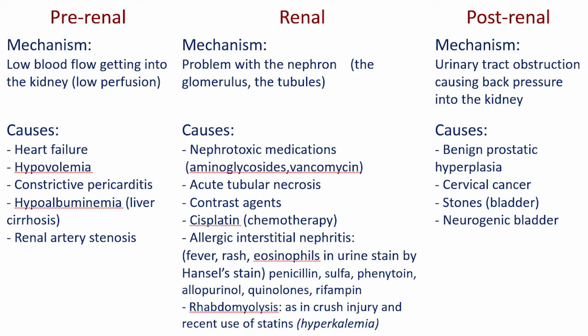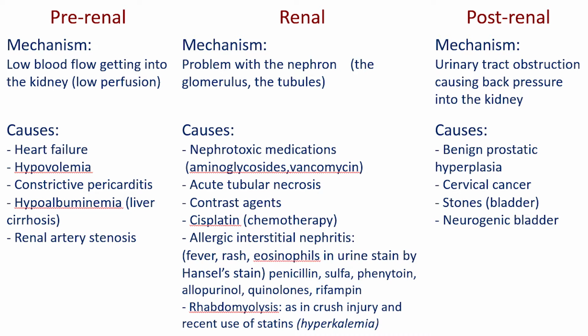Allergy to what? The most notorious medications that cause this type of allergic interstitial nephritis are penicillins, sulfa, phenytoin, allopurinol, quinolones, and rifampin. A last cause of acute renal failure due to intrarenal damage is rhabdomyolysis.